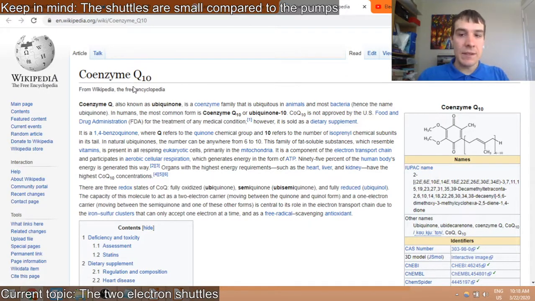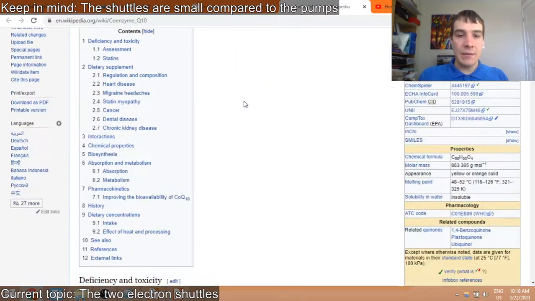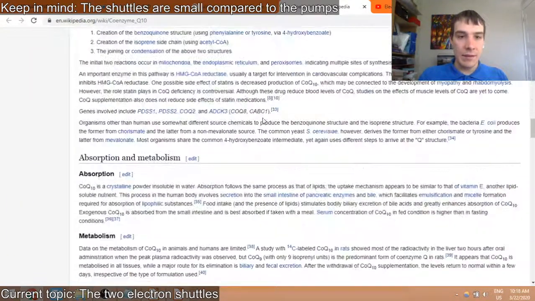You might have heard of this in different face creams. It's an antioxidant that's used in a lot of face creams because it's so good at grabbing electrons. So those electrons that it grabs can't go on and mess up your skin and stuff like that.